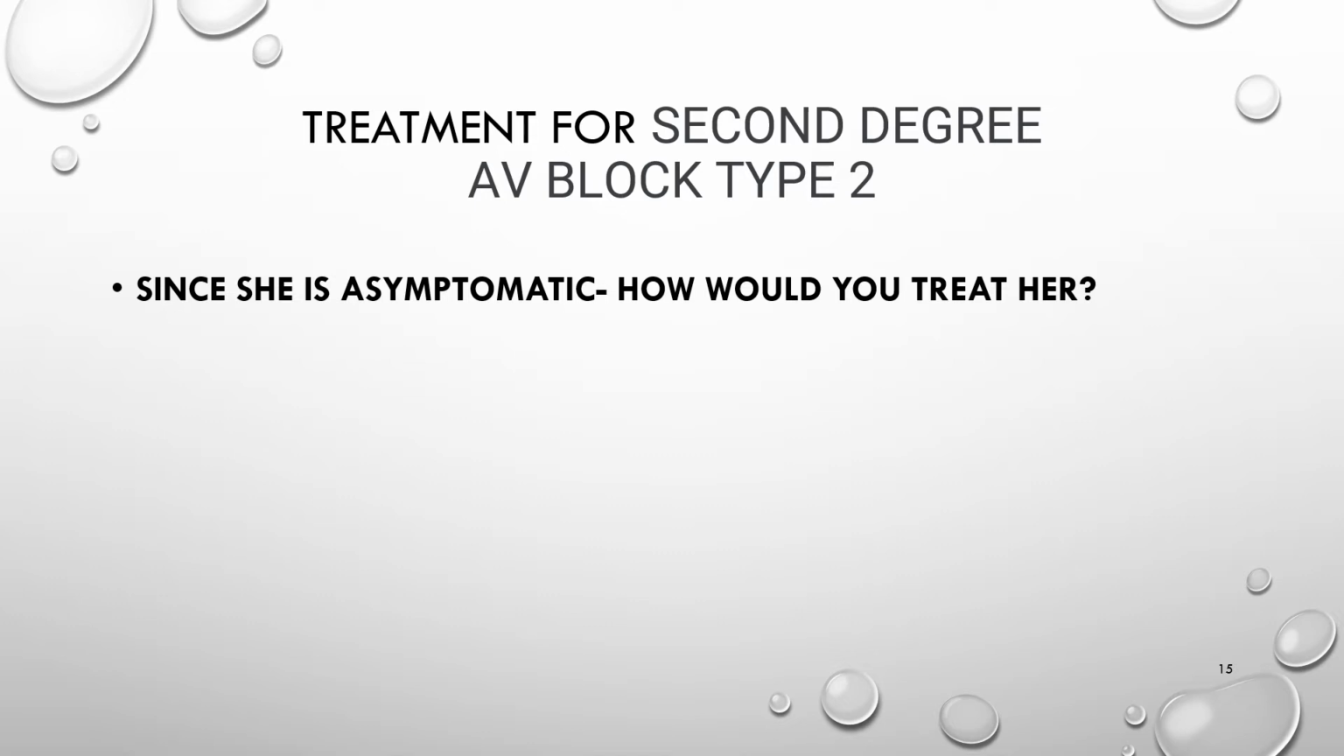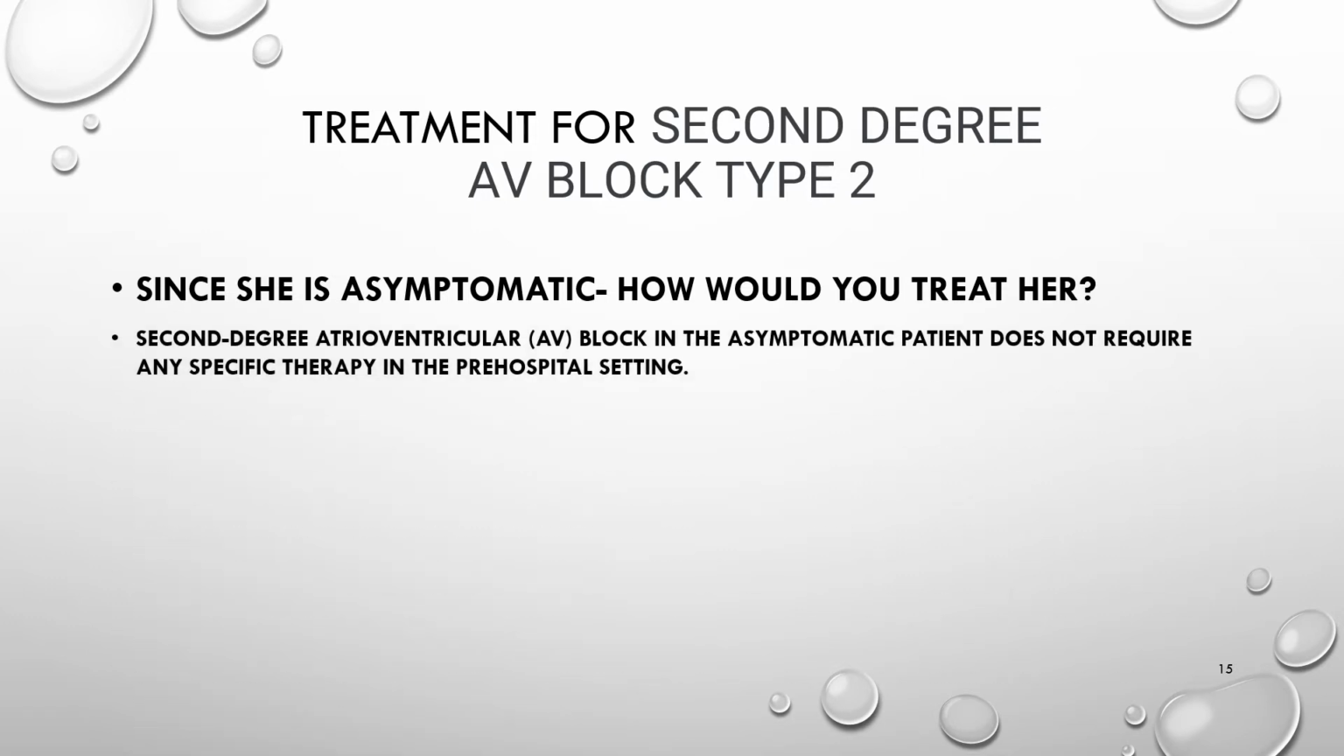Now, if she was asymptomatic, how would you go about treating her? How would you treat someone with this particular rhythm who's asymptomatic? The answer is you really don't have to do anything at this point with her until she arrives at the hospital. There's nothing you really need to do with her.